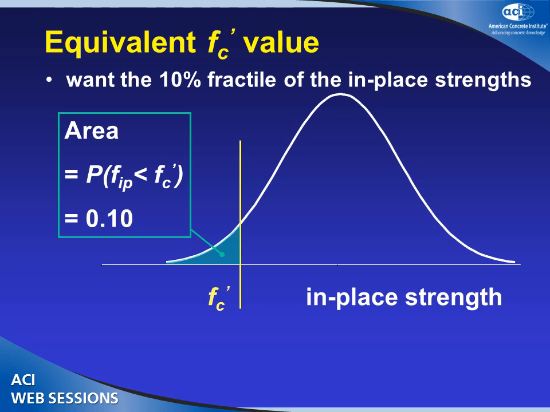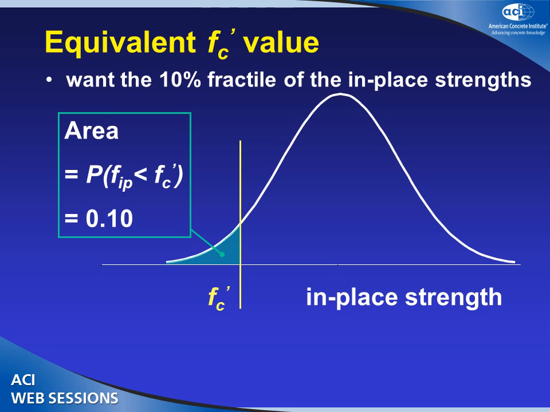We also want to recognize that actually the specified strength of concrete is roughly the 10% fractile of the in-place strengths. So what we're really saying is that if you specify a strength of 4,000 psi, then if you were to go out and at 28 days obtain specimens from the structure, if the structure has been properly cured, then actually there's about a 10% chance that the in-place strength is less than the specified strength.